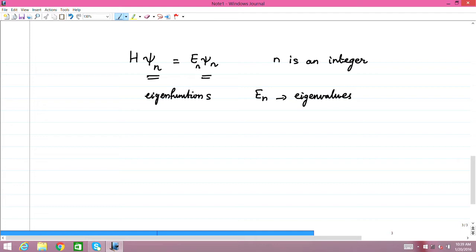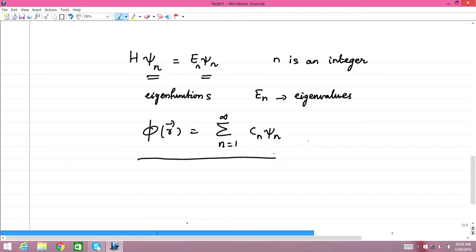Therefore, the wave function in general for a molecular system, an arbitrary wave function of the system, is expressed as a linear combination, n from 1 to whatever number. Let us write infinity here for optical resonance. What we have is a linear combination of coefficients and the eigenfunctions. This is called the linear superposition principle.